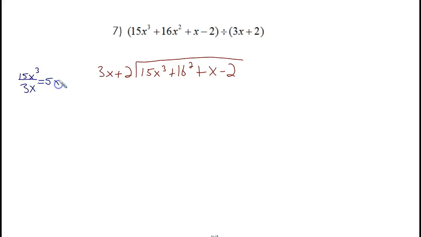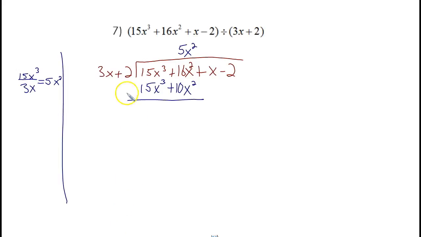Well, when you divide that, you get 5x squared. So 5x squared is the first thing. 3x goes into 15x to the third power 5x squared times. I line it up right here. Now, I apologize. I made a mistake when I copied this down. That should be 16x squared, so I need an x there. I'm going to add that in now. So I want those x squareds to line up when I do this. I'm now going to multiply 5x squared times 3x is 15x to the third. And 5x squared times 2 is positive 10x squared.